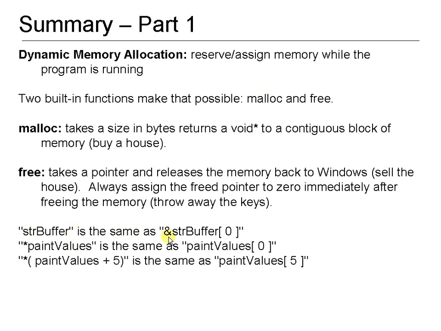Remember that str buffer is the same as ampersand str buffer spot zero. The asterisk paint values is the same as paint values spot zero. So remember, you can use the bracket syntax for arrays on pointers, because basically an array is a pointer. And so this second line is equivalent, and this third line is equivalent. The contents at this address plus 5 is the same as paint values bracket spot 5. Now again, I recommend against using the bracket syntax with pointers. Use the pointer arithmetic syntax with the asterisk to dereference so that you always know that you're dealing with a pointer to an array, not an array itself.